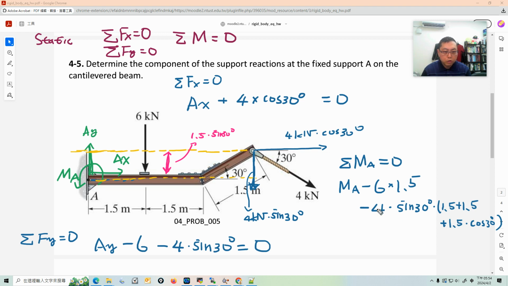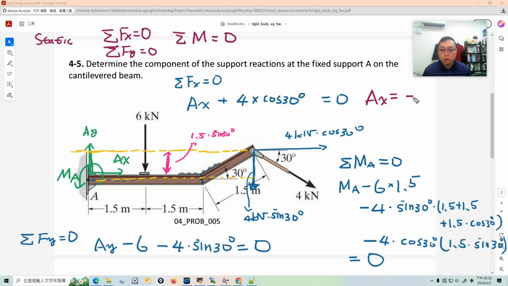This force, with the reference point A here, will create a clockwise rotation, so it will be negative. The horizontal force is 4 kilonewton times cosine 30 degrees, and its lever arm is 1.5 times sine 30 degrees. So the total equals 0, and then we can use this to solve for MA. Finally we can solve all the reaction forces at A. So let's try. What's the AX?